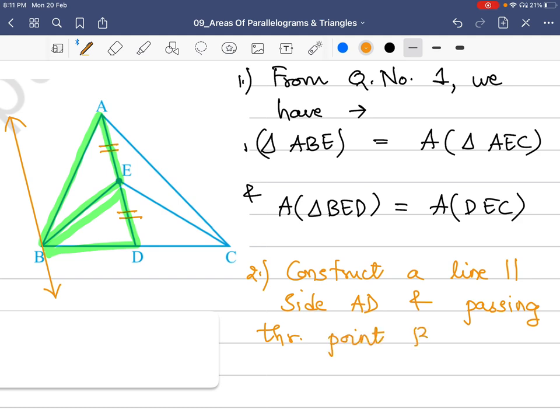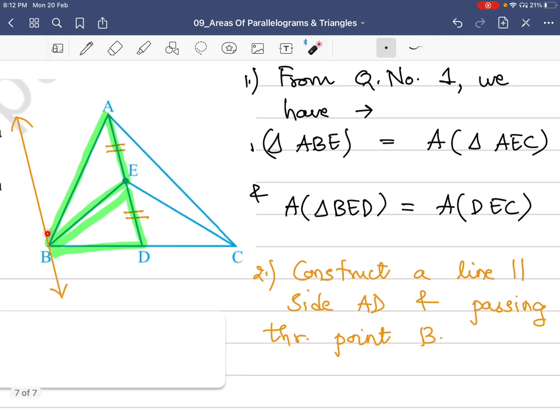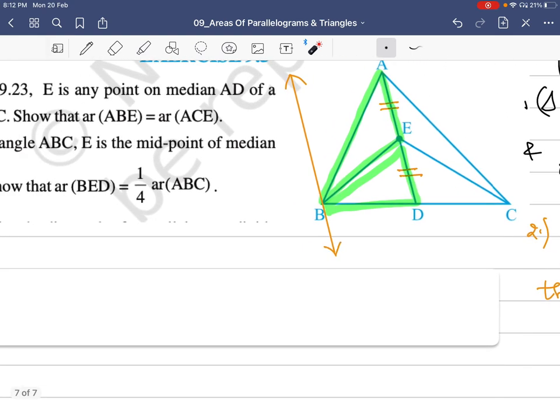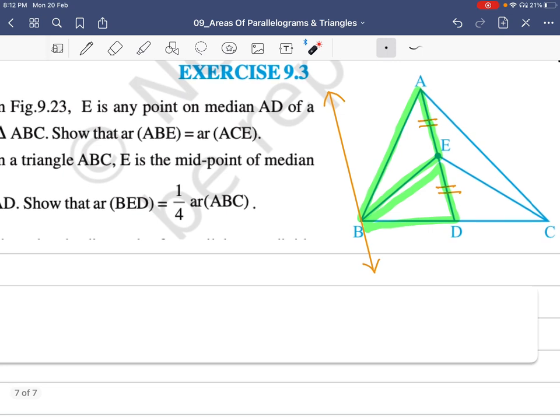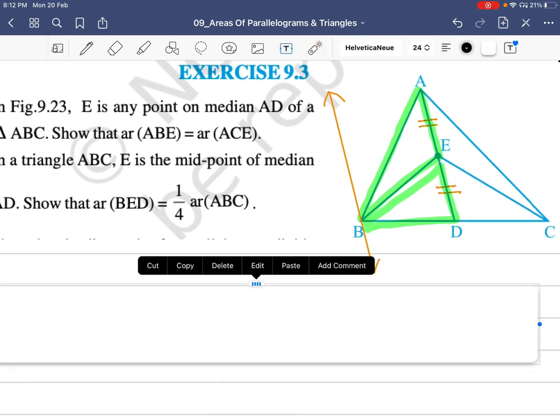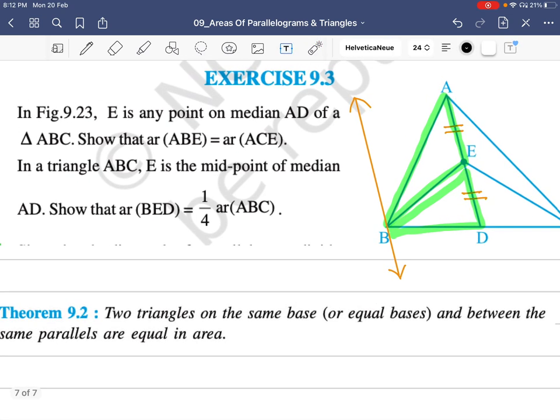Okay, so if you look at this figure now, we have two triangles ABE and BED which lie between two parallel lines. Okay, and they have equal bases AE and ED, which means area of this triangle will be equal to area of this triangle. So I'm going to just revisit this proof, and let's remove this. Yes, this was a theorem which we saw before.